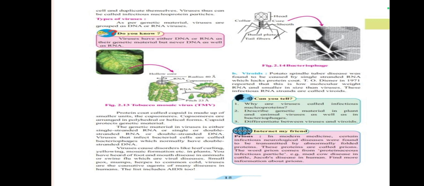Viroids. Potato spindle tuber disease was found to be caused by a single-stranded RNA which lacks a protein coat. T.O. Diener in 1971 reported that this is a low molecular weight RNA and smaller in size than viruses. These infectious RNA strands are called viroids. Figure 2.14, Bacteriophage.